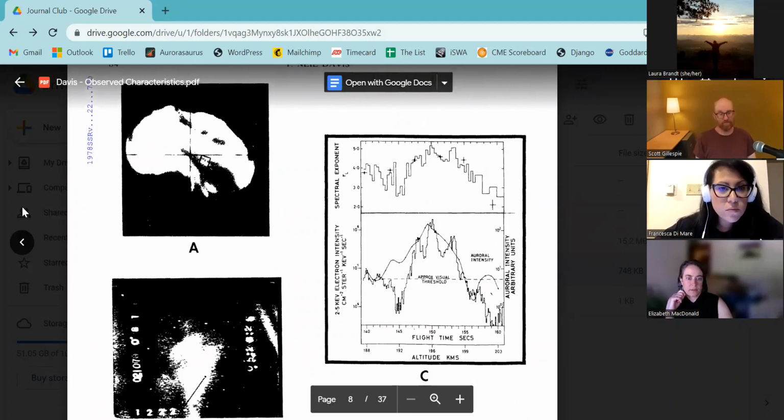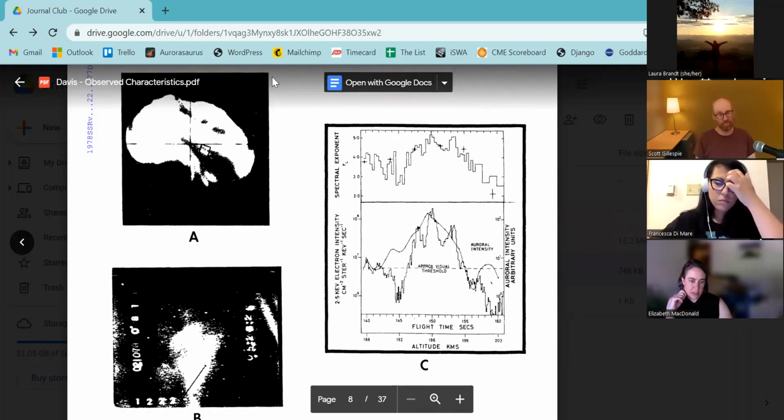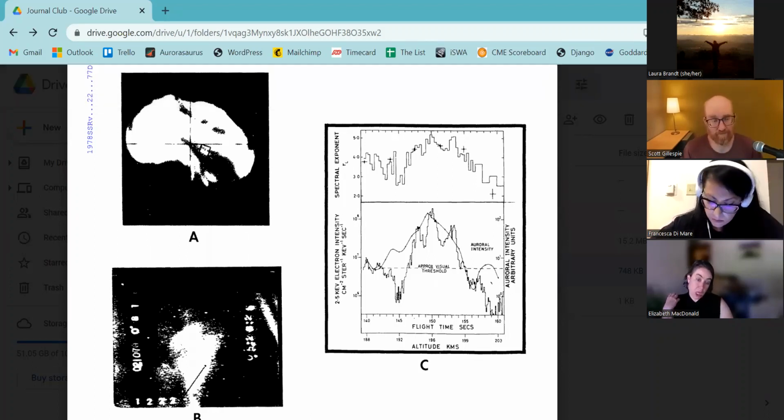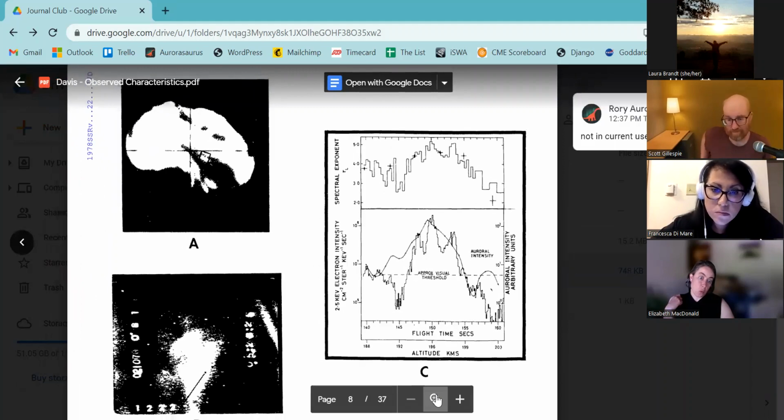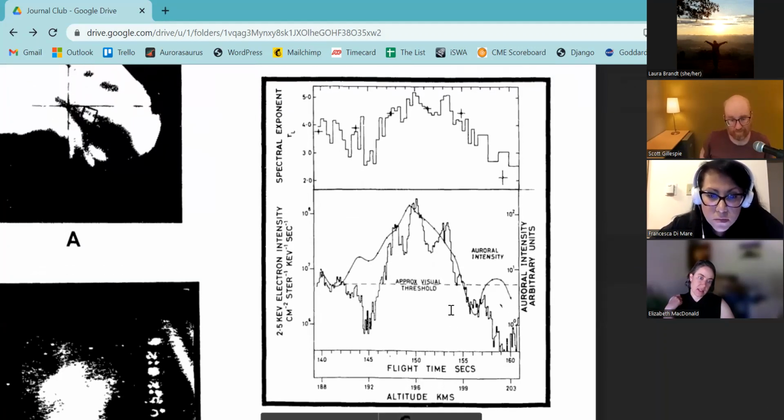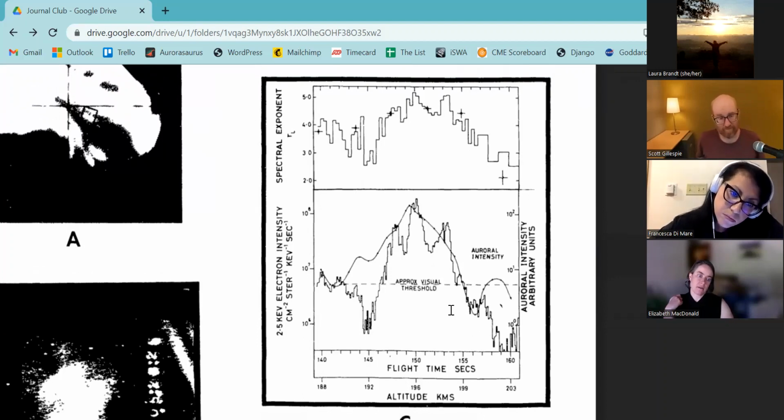So the key part of the figure is this, you can't see my cursor, can you? This plot, the bottom part of the plot, is what we want to look at. Multiple things are plotted on it. The y-axis on the left-hand side is the flux of electrons of a specific energy. There's an instrument that's measuring 2.5 keV electrons, and that is the more precise digitized line here.